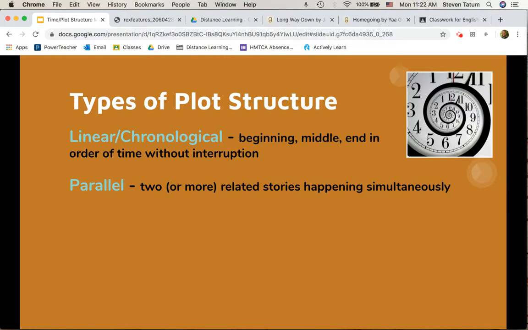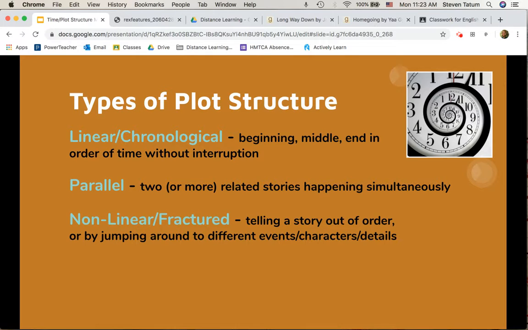Another kind of story is a parallel story, where there are two or more related stories that are happening at the same time. This is becoming popular with stories that will alternate between different characters who have their own perspectives on the same situation.